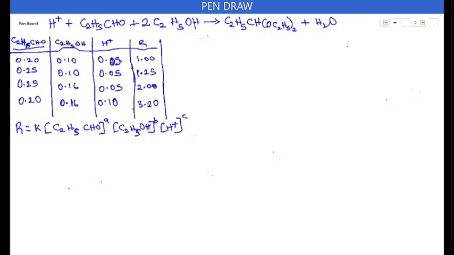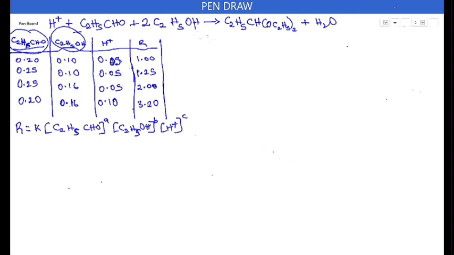So now let's look at this particular question. They gave us this equation and they asked us to find the order of each of the reactants one by one. So they give us the reactant, this is propanol. They give us alcohol. So this is propanol.